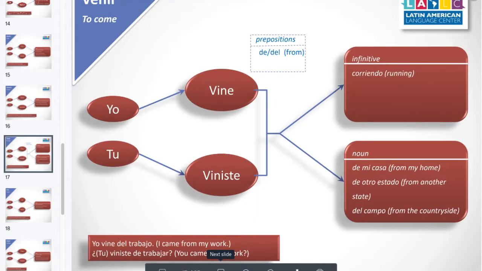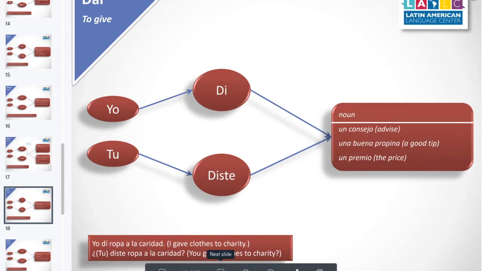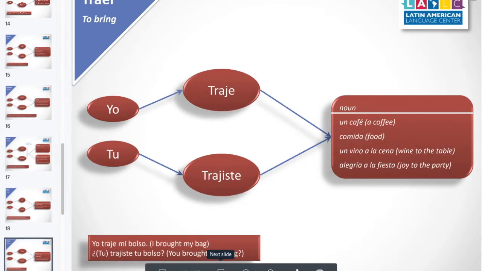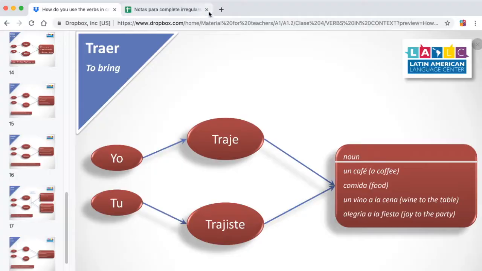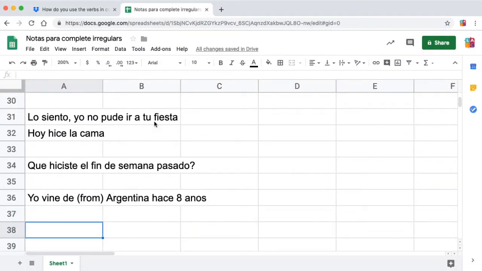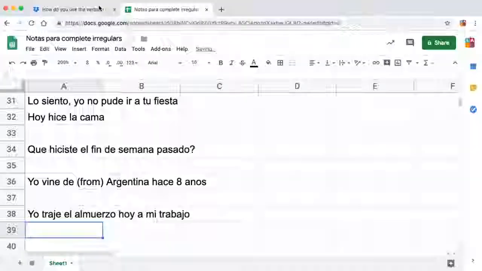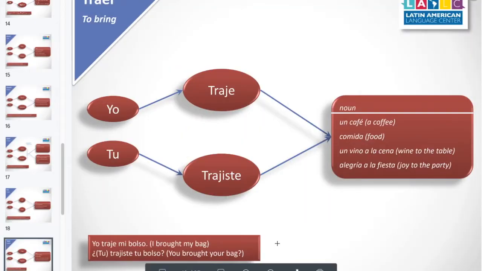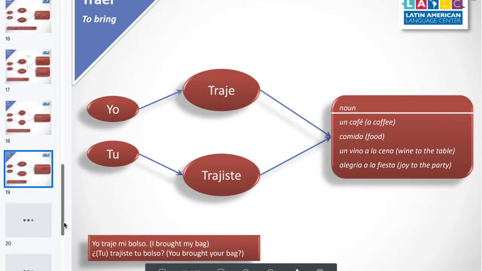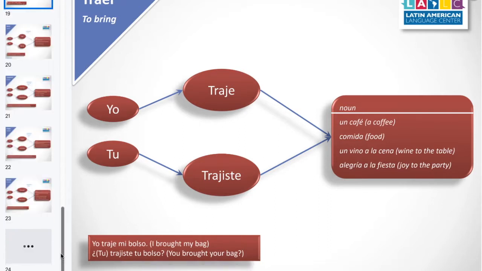Then we go and move on to dar. Dar we already saw, di un consejo. I'm just going to move on with traer. Traje, remember? Traer. Yo traje un café o comida hoy al trabajo. Por ejemplo, I brought food today to work. So, por ejemplo, yo traje el almuerzo, remember, almuerzo is lunch, hoy a mi trabajo. I brought lunch today to work. O yo traje, it's true, yo traje mi bicicleta hoy al trabajo. Traje mi bicicleta o traje dinero, I brought, okay? So there are many examples that you can use.